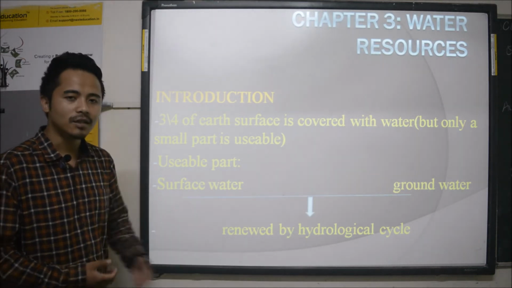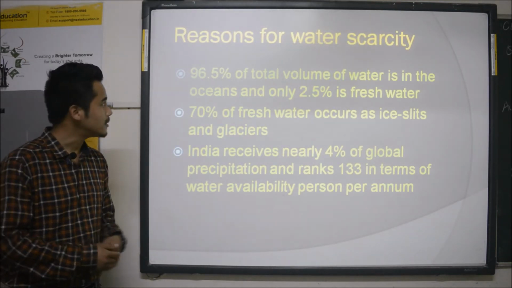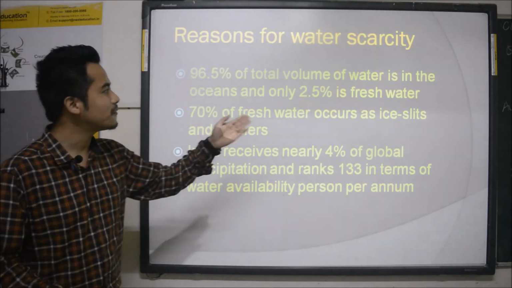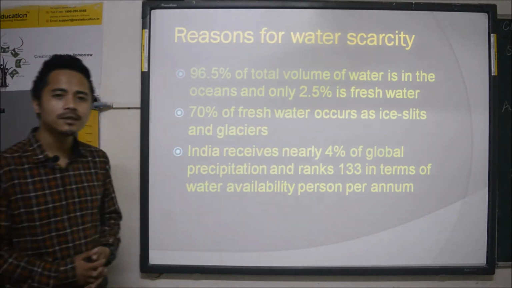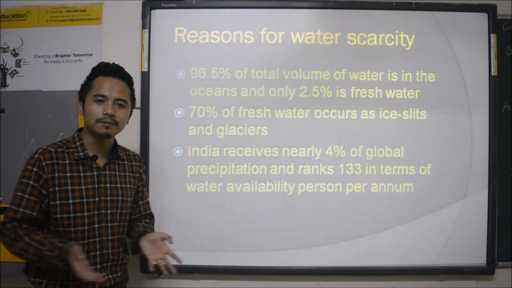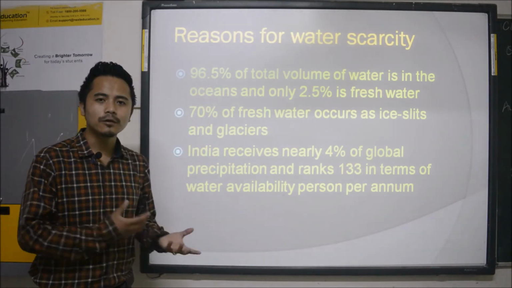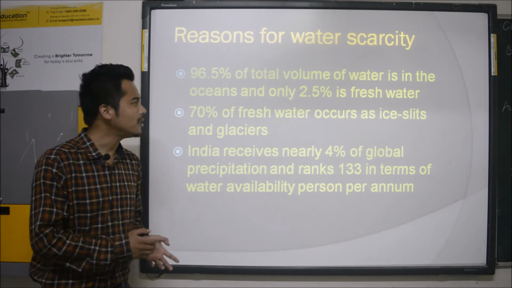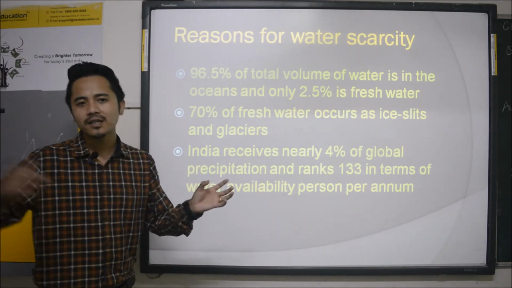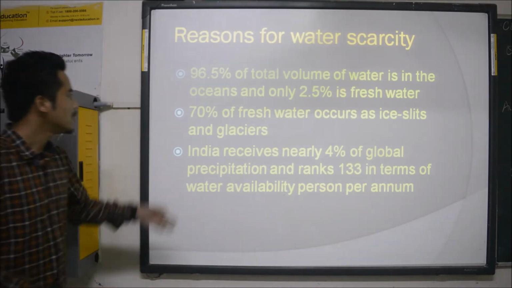Though water is a renewable resource, the reason behind the water scarcity is that 96.5% of the total volume of water is in the oceans, and only 2.5% is fresh water. Let's take the water on the earth's surface, 71%, as 100%. From that 100%, 96.5% of the total volume of water is present in the oceans, and only 2.5% is fresh water. Look at the vast difference between usable water and the water which we can't use. Yes or no? That is the one reason.